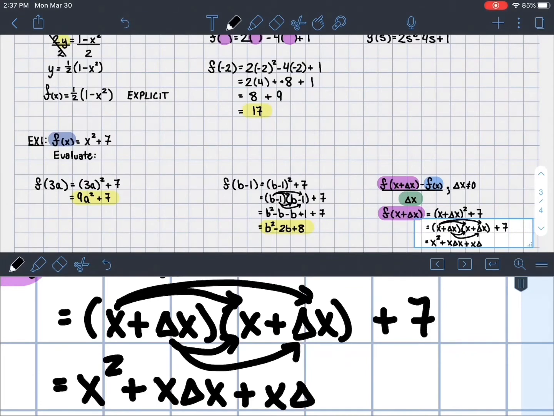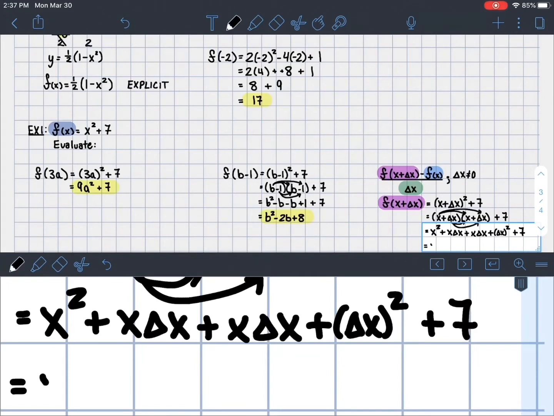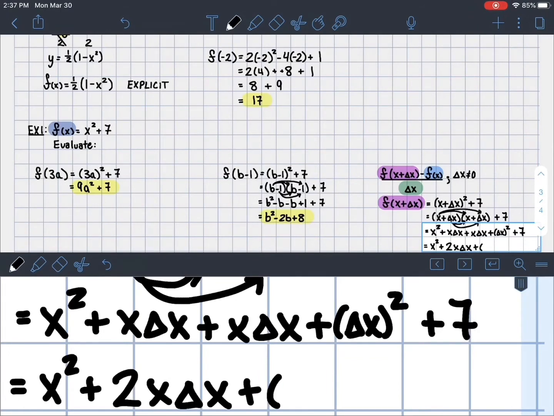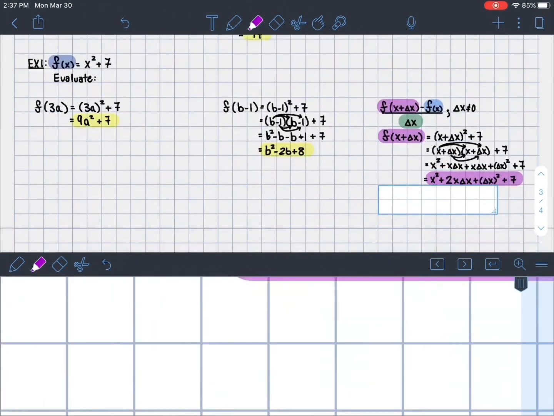Finally, there's plus 7 at the end. Pause and take a look at it to make sure you understand it, because introducing delta x does make things look a little bit hairier. I see that we have two x delta x's. So I'm going to rewrite. I'm going to have x squared. I'm going to have 2x delta x. I'm going to have delta x, the quantity, squared, and a plus 7. So this is the fully simplified purple piece, and we're going to replace the purple piece with this. And in fact, I'm going to cheat a little, and I'm going to copy and paste it in.